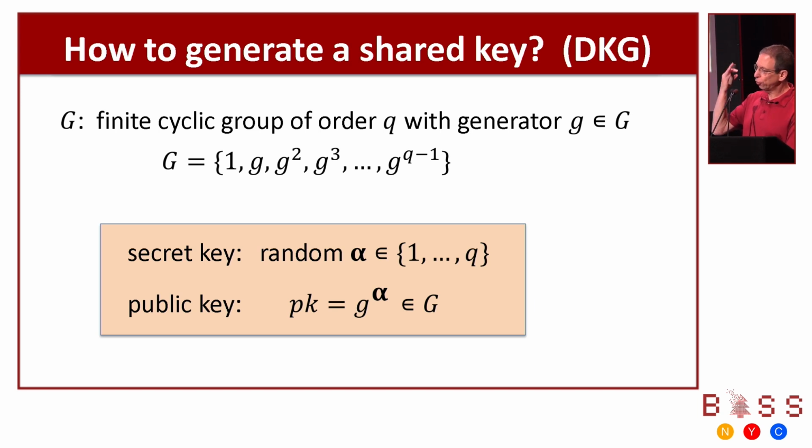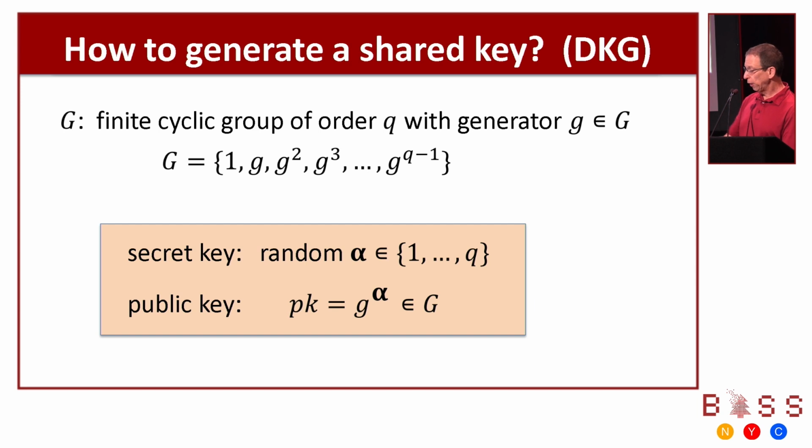Let's think about a traditional signing scheme like Schnorr signatures or ECDSA. In Schnorr signatures or in ECDSA, the secret key looks like a random number alpha, between 1 and q. And the public key, roughly speaking, is g to the alpha, where g is a generator of some group. It doesn't matter if you don't even know what a cyclic group is. All you need to know here is that the public key is basically an exponentiation of the secret key.